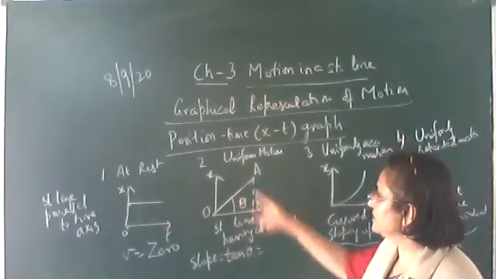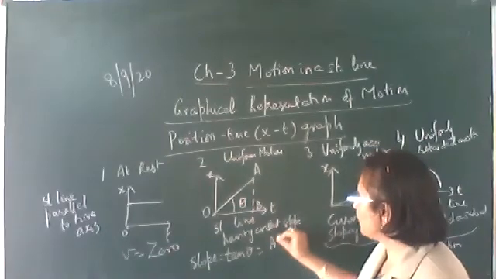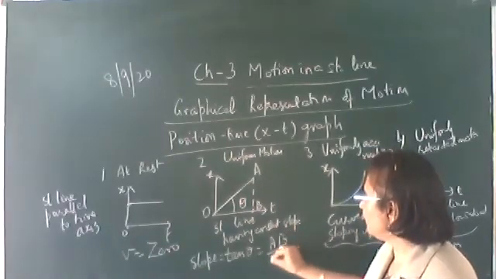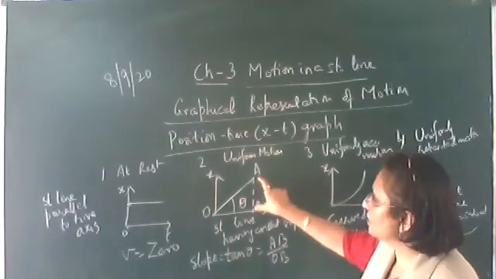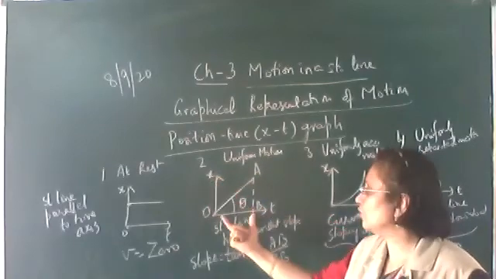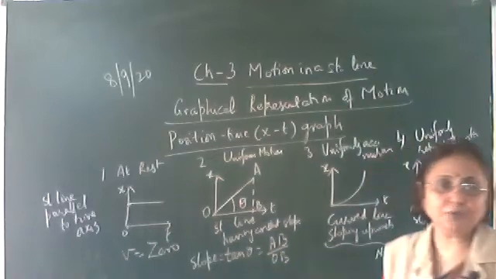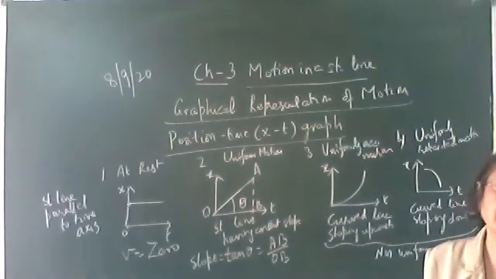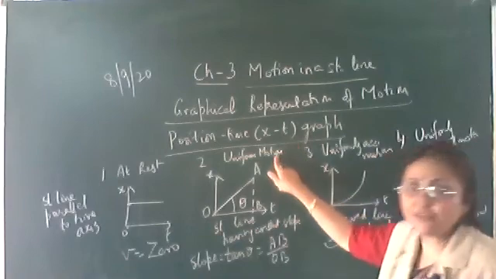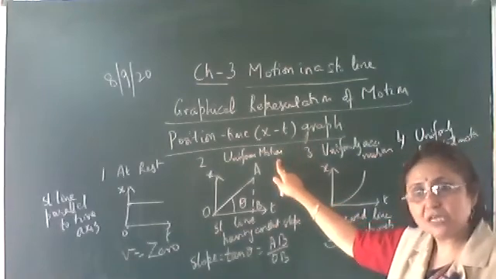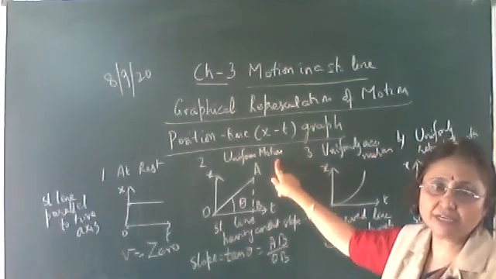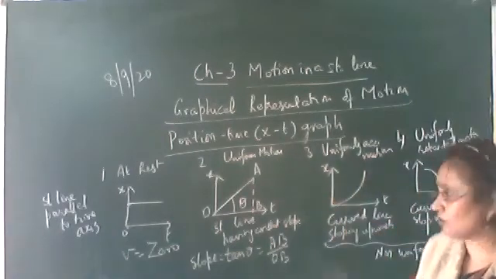So tan theta is equal to perpendicular, which is AB upon OB. AB is what? Some displacement. OB is what? Time. So tan theta is AB upon OB, which is constant. That is, the speed is constant. It is uniform motion. Uniform motion means equal distances in equal intervals of time. It is moving with a constant speed.